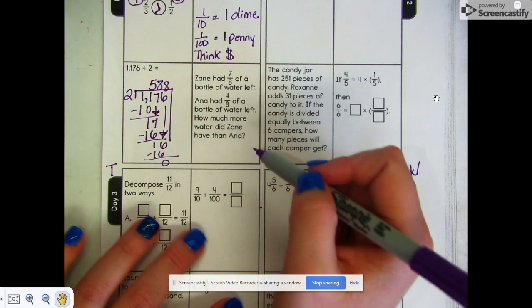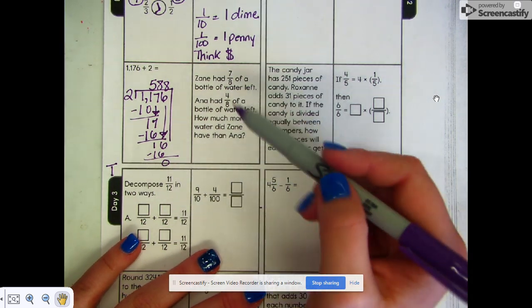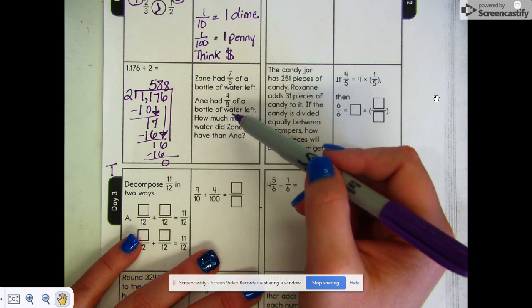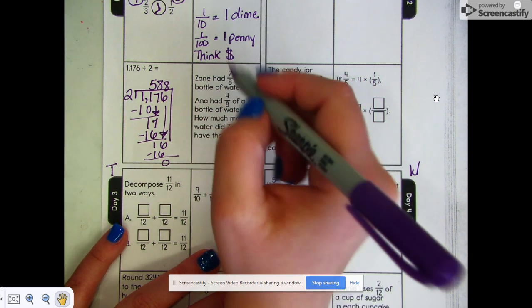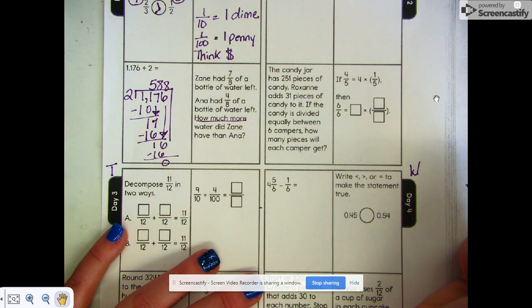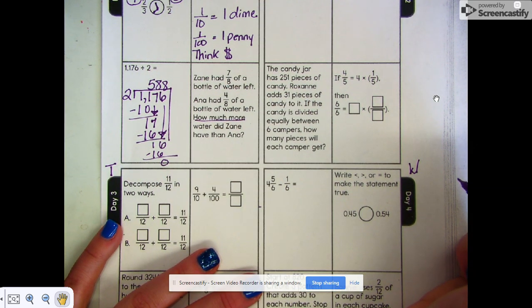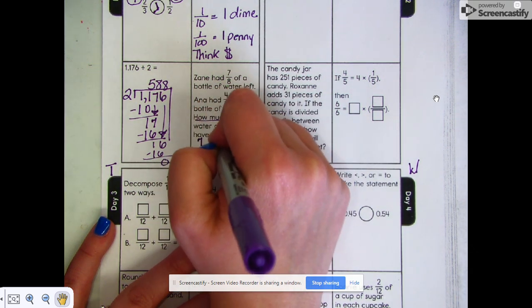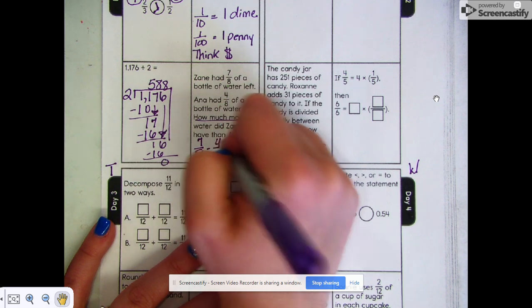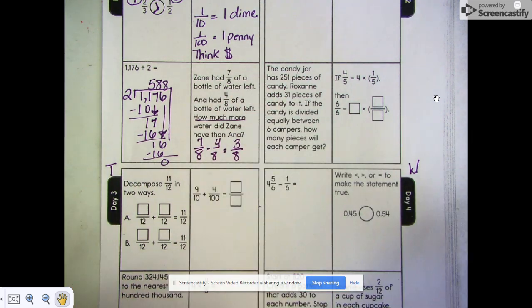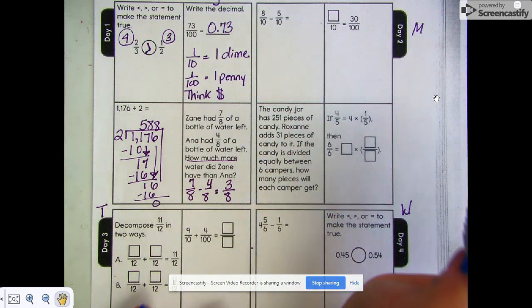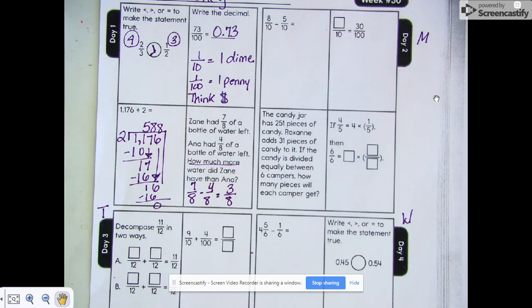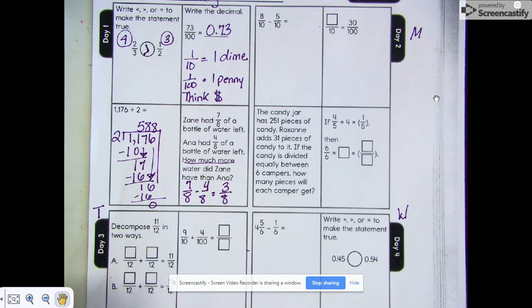For day 4, we're going to go ahead and look at comparing. Zane had 7/8 of a bottle of water left, Anna had 4/8 of a bottle of water left. How much more? So that's a key indicator there to let us know what they're going to do. How much more water did Zane have than Anna? It's going to be a matter of 7/8 minus 4/8, which gives us 3/8. Whenever you're checking over your child's work, please make sure that answer does not simplify. If it does, we are expecting them to work on the simplified form.